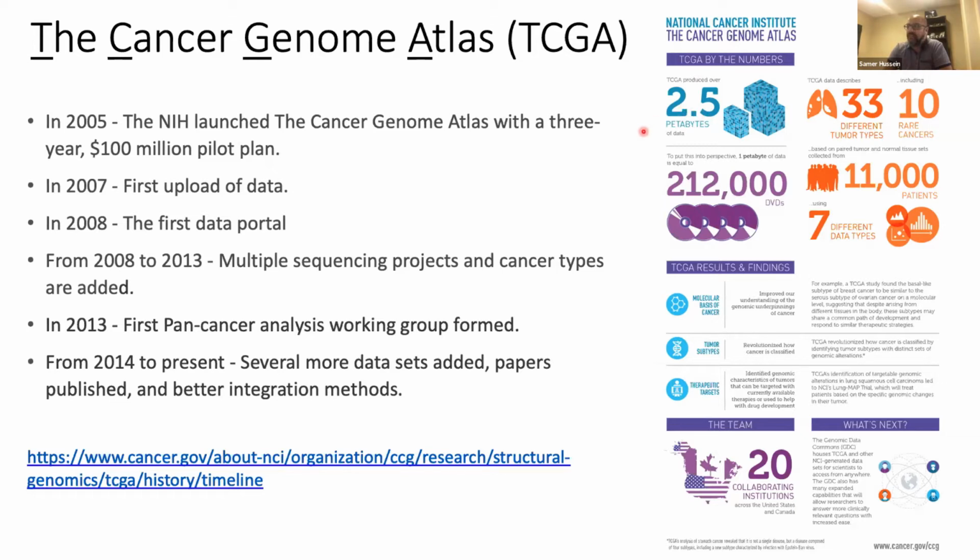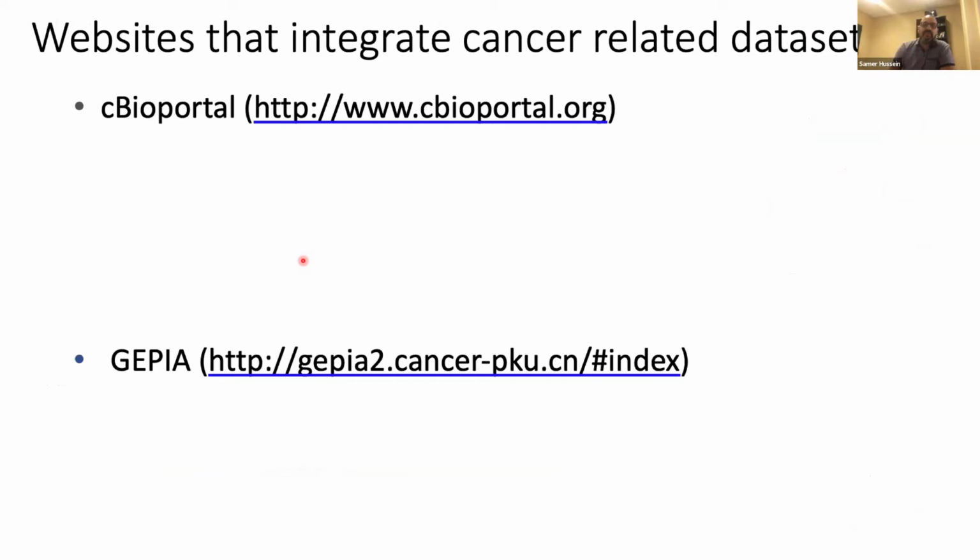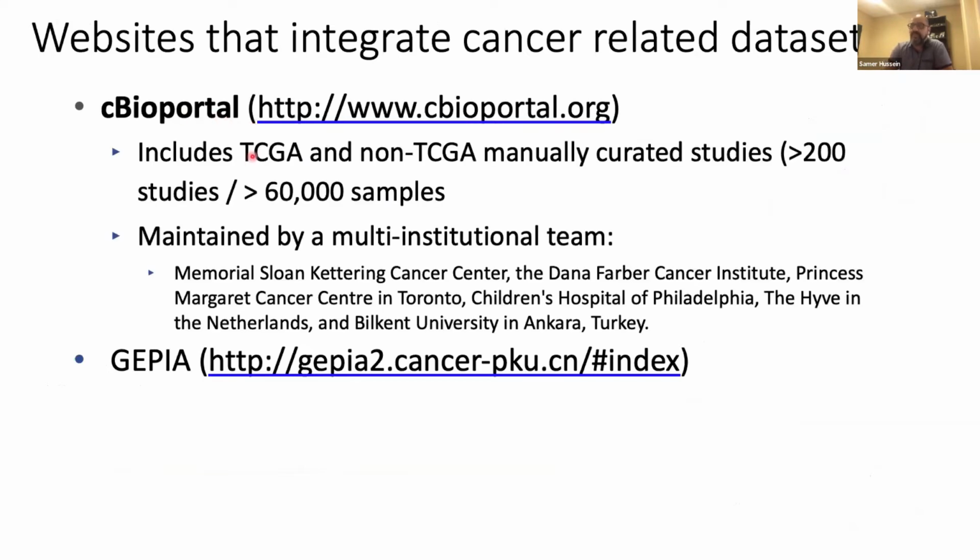And anybody that's working in cancer should really, one of the first things we should do, we should always look at these data sets. If you want to know more about the history, then you can go to this website here. So there's two websites. There might be others, but the two websites that I really use, one is cBioPortal, which is very well maintained. It includes both TCGA and non-TCGA data sets that are manually curated, and you have more than 200 studies with more than 60,000 samples within this cohort of data.